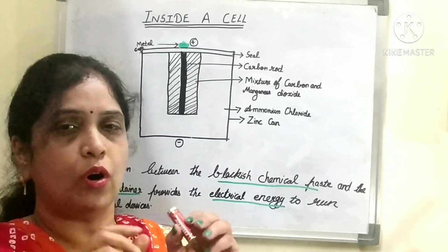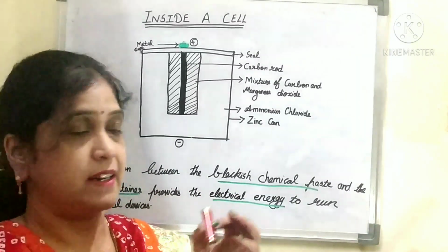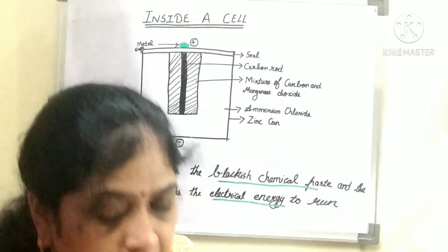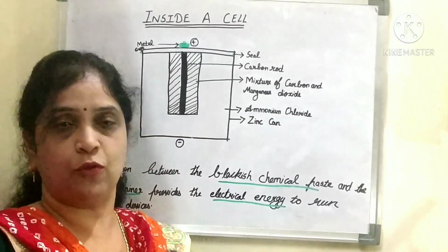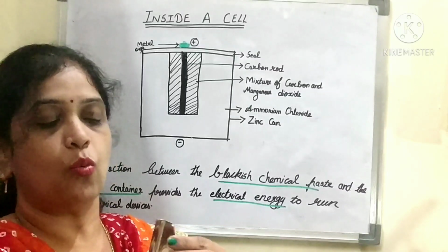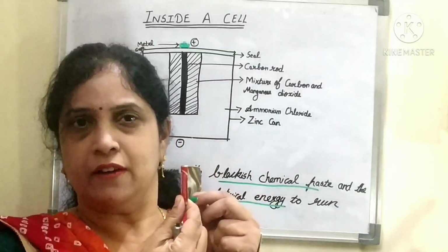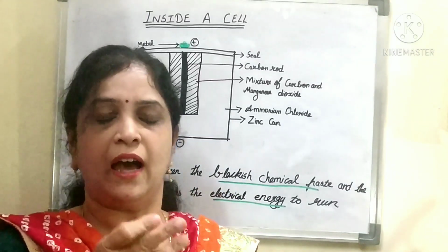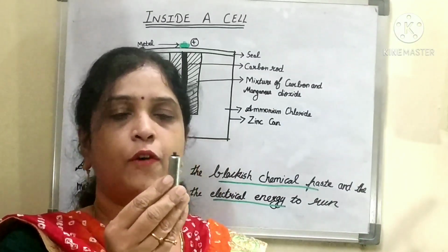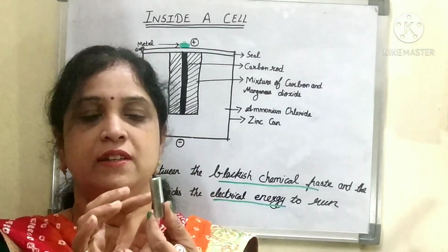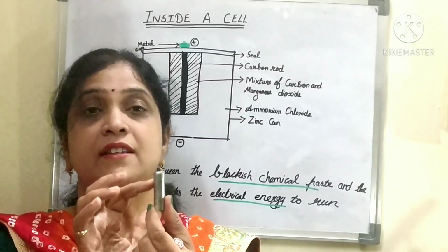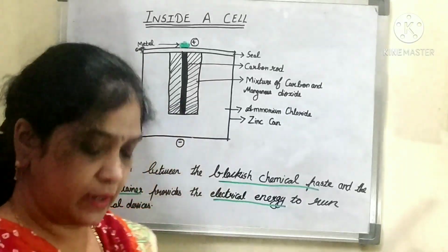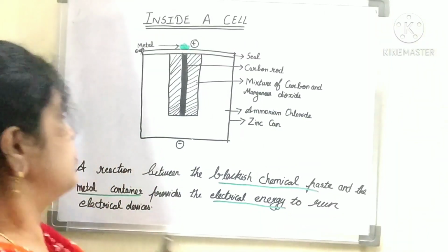Now what is inside a cell, as you can see from the figure? When you open a cell with the help of an adult, for example I have opened this one, what do you find? This is the outer covering, a metal sheet, and inside I found this metallic one, the zinc can. Now with the help of a diagram I am explaining.